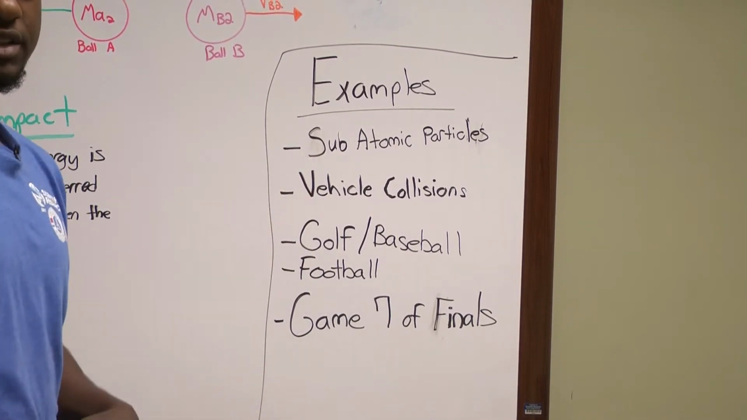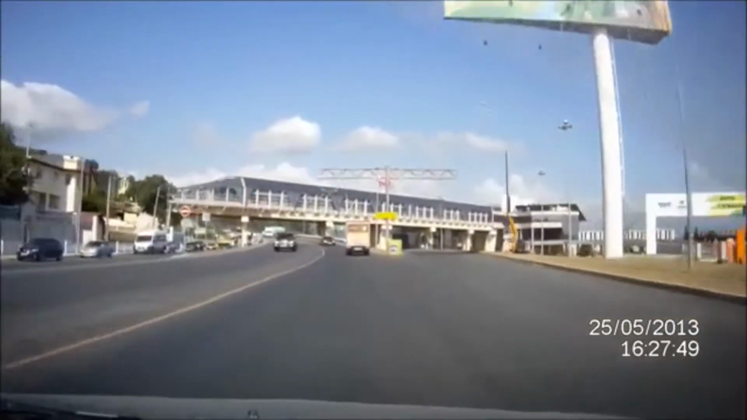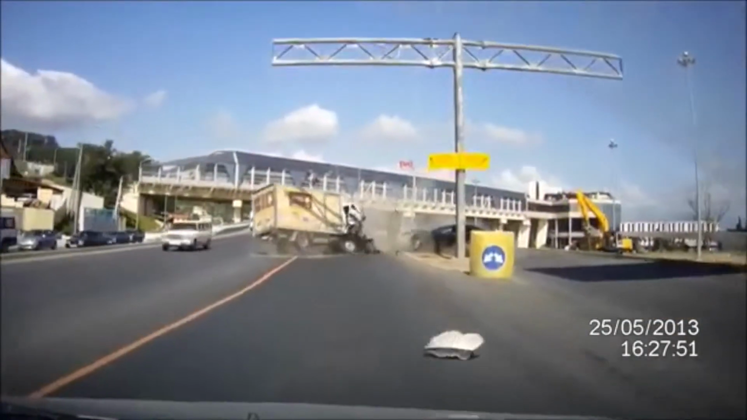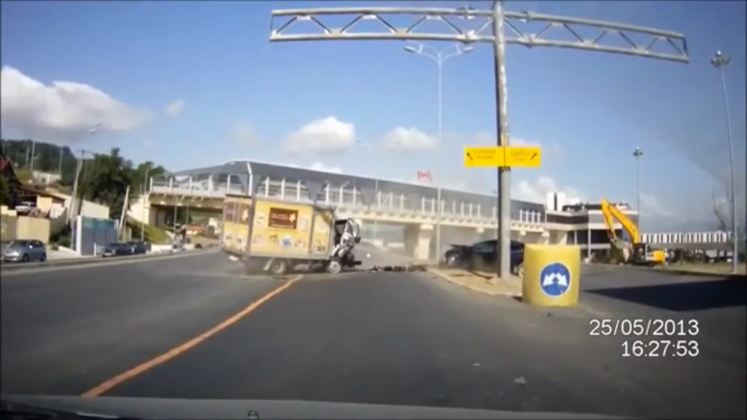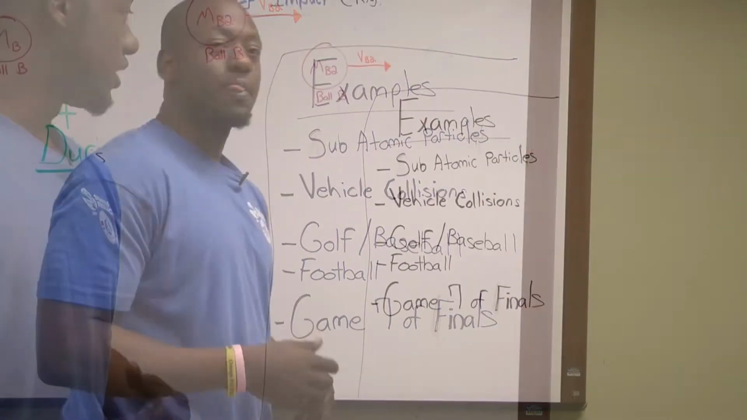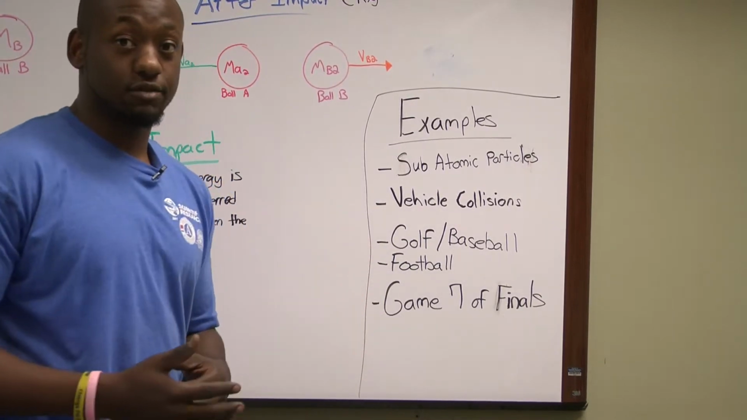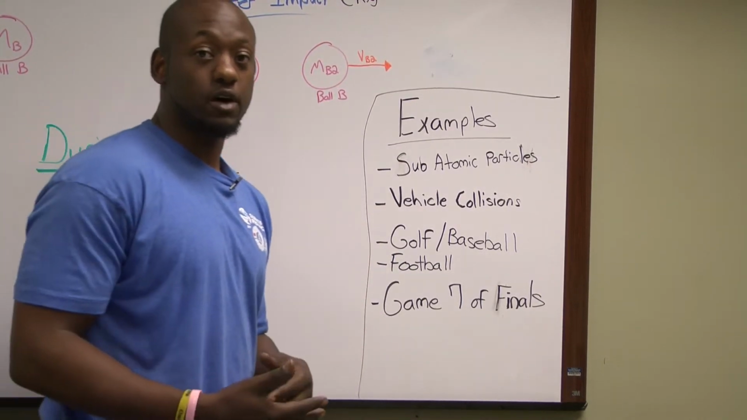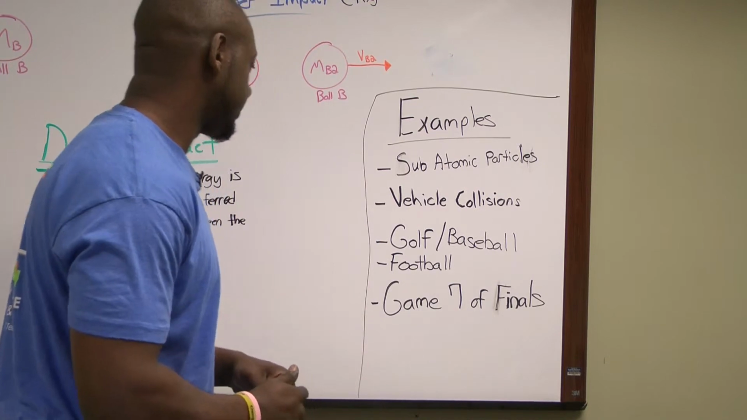Also vehicle collisions. Two vehicles collide, that's an example of an elastic collision. Insurance companies can use data collected from crash scenes to determine who's at fault during an automobile crash.